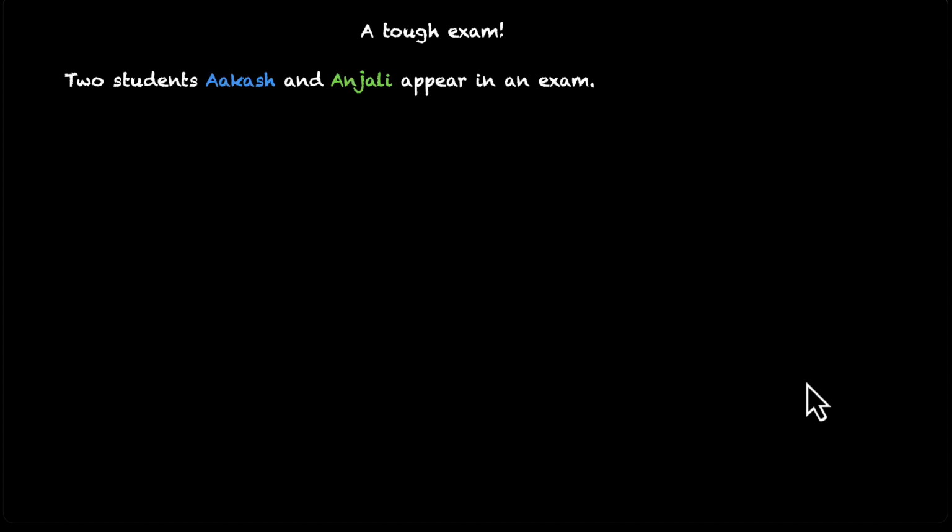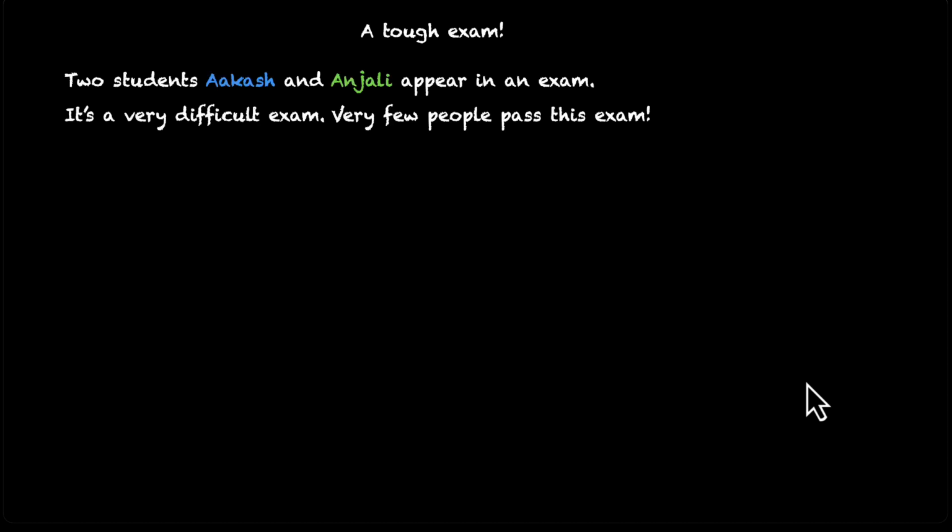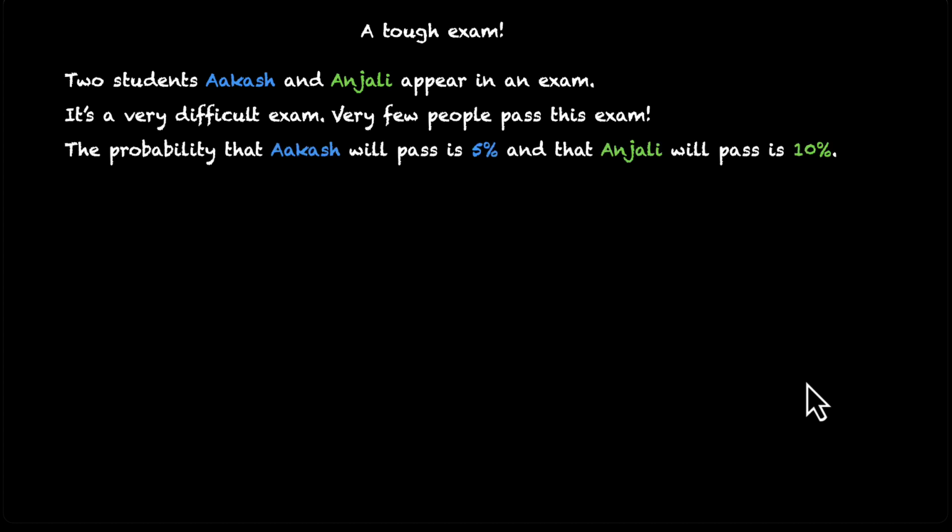Let's wrap this chapter up by solving one last problem. The problem's called a tough exam. Two students, Akash and Anjali, appear in an exam. And it's a very difficult exam and very few people pass this exam. The probability that Akash will pass is only 5% and that Anjali will pass is only 10%.